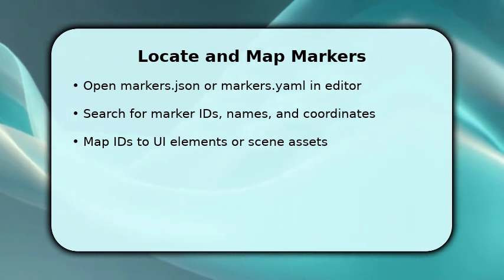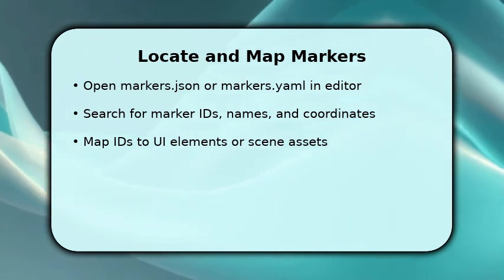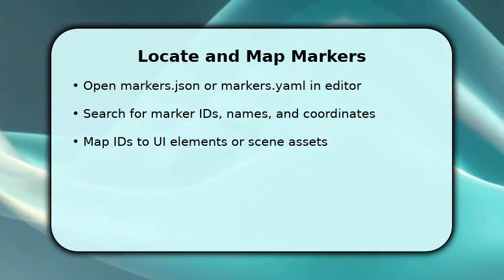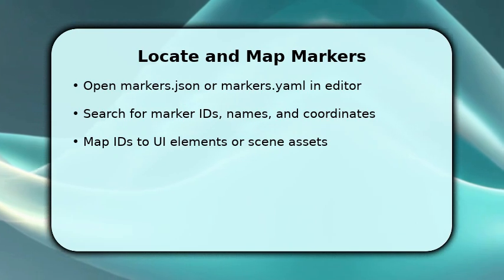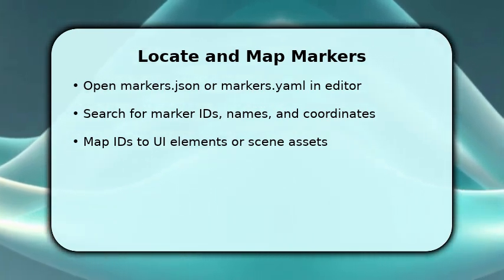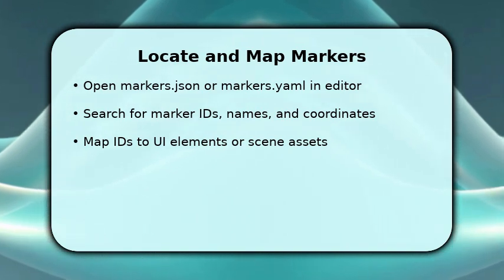As you read entries, map each ID to the corresponding UI element or scene asset in your project so the theme can reference them. If markers reference sprites or SVGs, link those assets now. Otherwise, create placeholder assets to test references quickly.